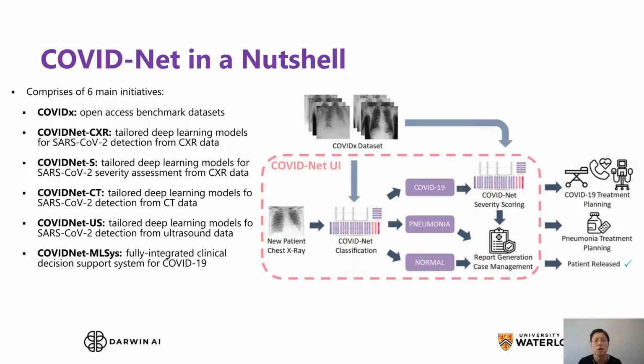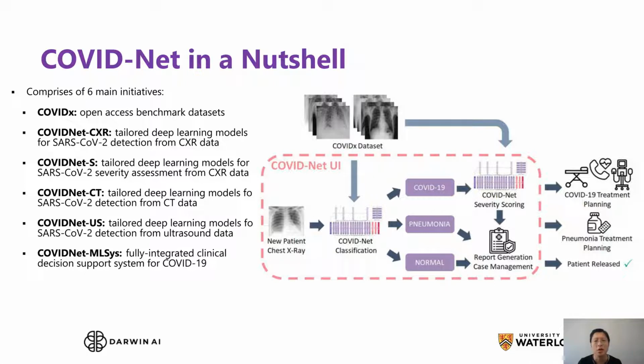The COVIDNet initiative is now comprised of 6 main initiatives. The first main initiative is COVIDX, where we have built the largest, most diverse open access benchmark datasets related to COVID-19 imaging. The next initiative is the COVIDNet CXR initiative, which was focused on creating tailored deep learning models for SARS-CoV-2 detection from chest X-ray images.